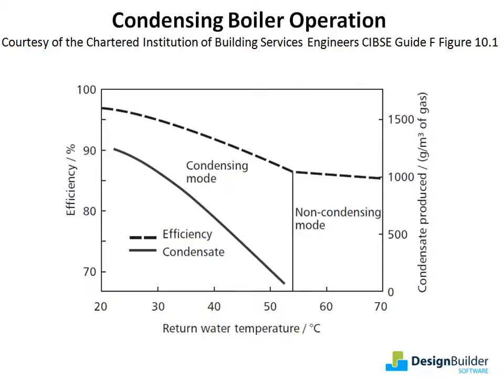One further general comment. When using heating sources such as condensing boilers and heat pumps that operate best with lower flow temperatures, you may need to consider providing separate domestic hot water systems, as these require higher flow temperatures. Domestic hot water will be discussed in another tutorial.